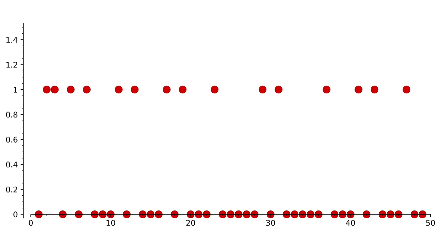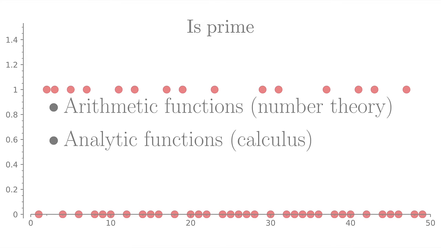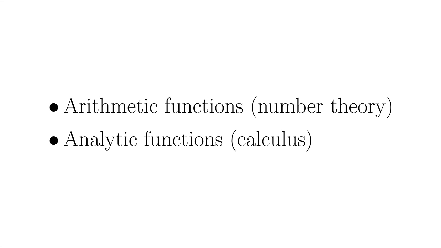Here, for example, is a graph of the arithmetic function is prime, which gives the value 1 if the number you put in is prime, and the value 0 if the number you put in isn't prime. Notice its graph is a bunch of disconnected dots, and the reason for that is because when I say the number is prime or the number isn't prime, I really mean an integer. It doesn't make any sense to ask whether a number like pi, that is a real number that's not an integer, is prime or not. This is very typical of an arithmetic function.